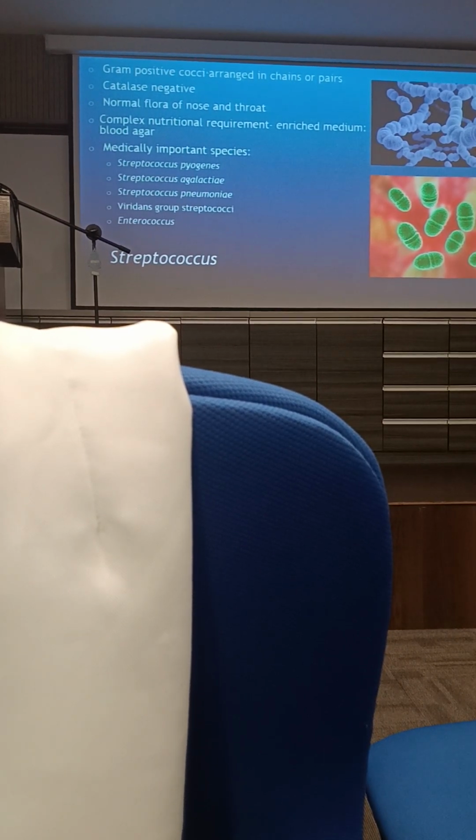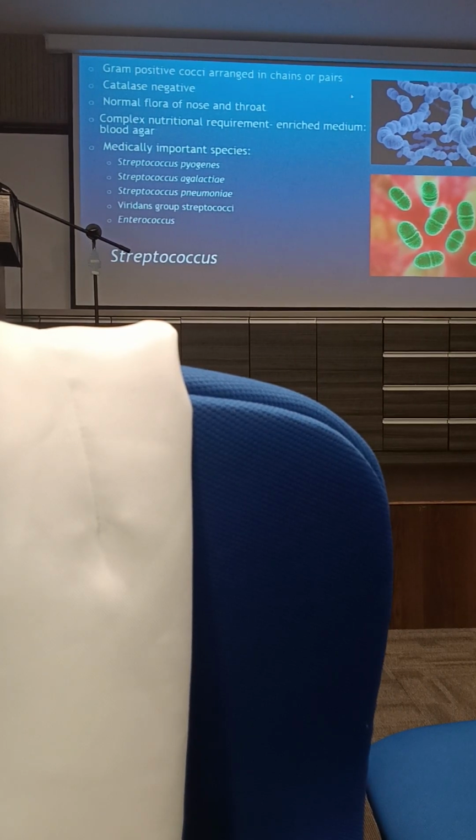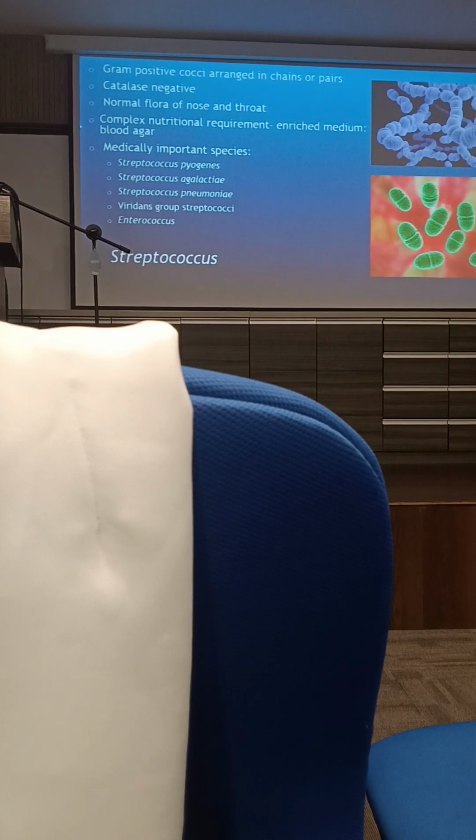streptococcus. They are gram-positive cocci in chains or pairs. Some are pairs like this, some are in chains. We'll see which is which. They are normal flora of the nose and throat, not the skin. They have complex nutritional requirements, so blood agar supports their growth. The species we look at today are Streptococcus pyogenes, Streptococcus agalactiae, Streptococcus pneumoniae, and a group called Viridans group Streptococci.